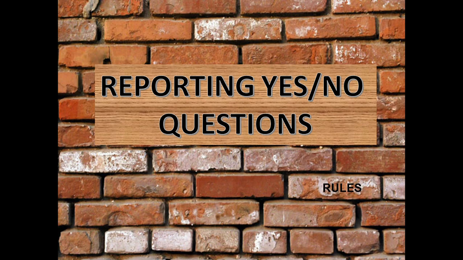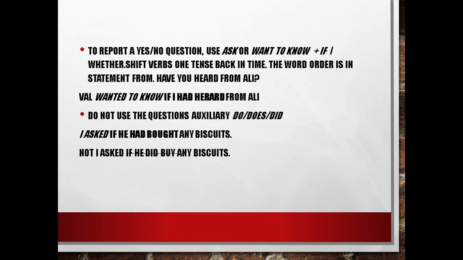The next topic of the unit is reporting yes/no questions. There are some rules that we have in here. The first is to report a yes/no question, we use ask or want to know plus if or whether plus shift verbs, and the shift verbs go one tense back in time. The word order is in statement form.